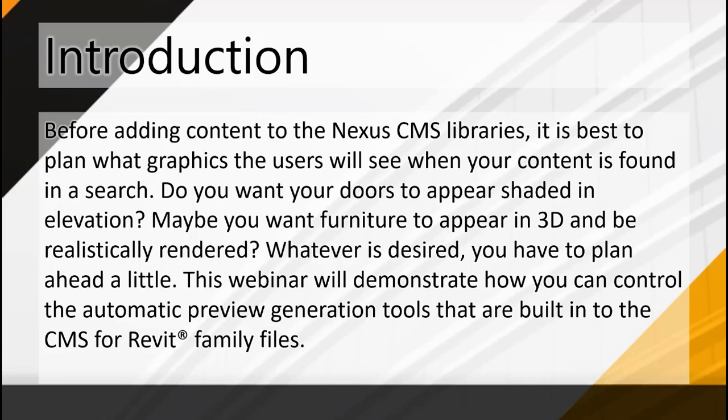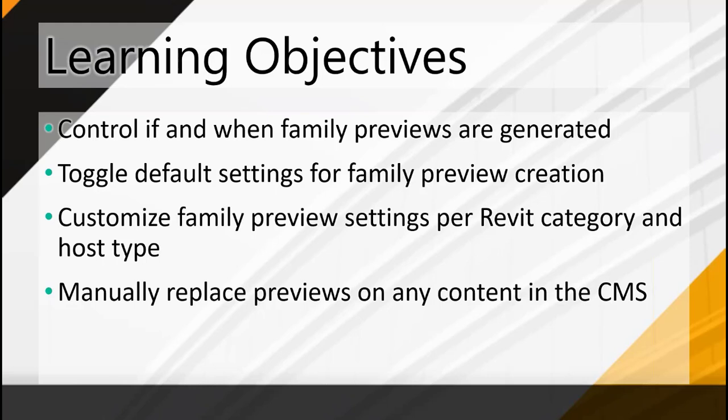Here, we're going to show you how exactly you can control your preview generation and what the settings are that need to be in place so you get the best representation of your Revit content when you're processing that into the CMS. We're going to cover 4 specific things. We're going to take a look at when family previews are generated. We're going to take a look at some default settings for family preview creation. We're going to customize for specific Revit categories and different host types, so you can really refine how those representations are going to be.